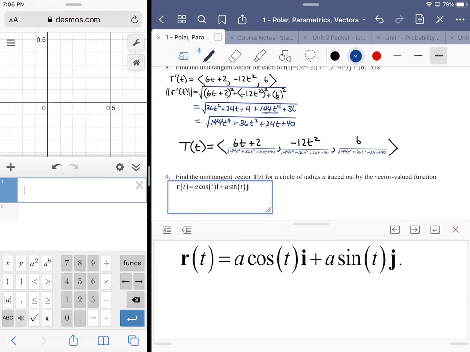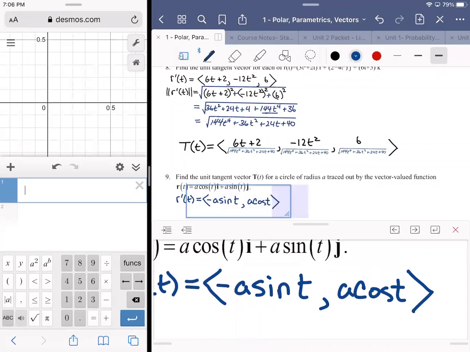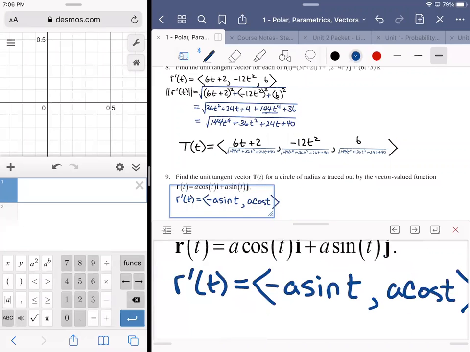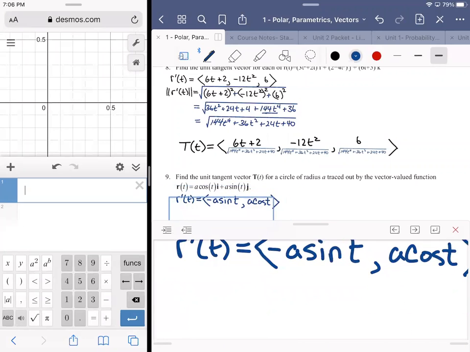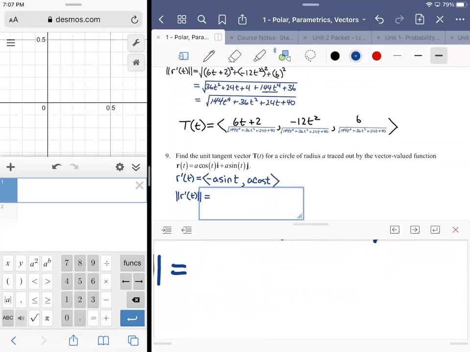So, r prime of t is negative a sine t, a cosine t. I'm doing it in component form. All right, the magnitude of which, well, we've kind of beaten this one to death. I'll just check for a pulse real quick. Just doing it one more time.